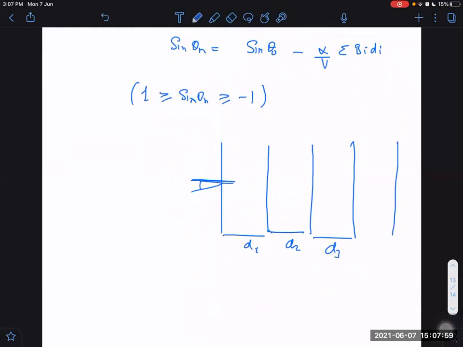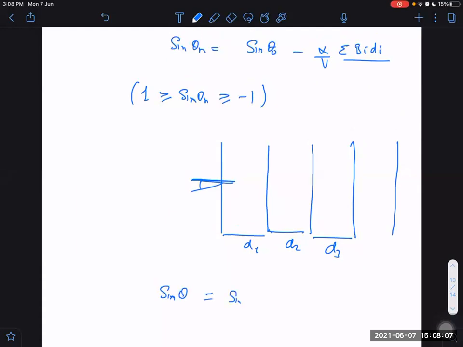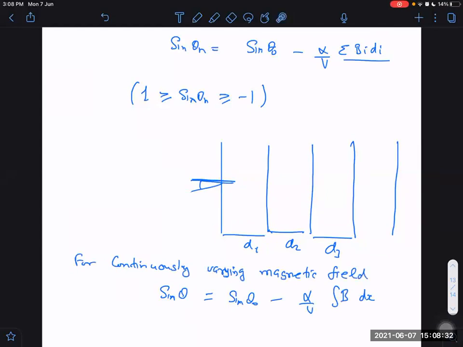Next, we have one more thing here. If it is continuously varying, if it is not varying this way, but it is continuously varying, then I will write sine theta equals sine theta naught minus alpha by v. It will change into integration, and distance will change into dx. Magnetic field will change into B for continuously varying fields. Then this will be the formula: sine theta will be equal to sine theta naught minus alpha y into v into dx.